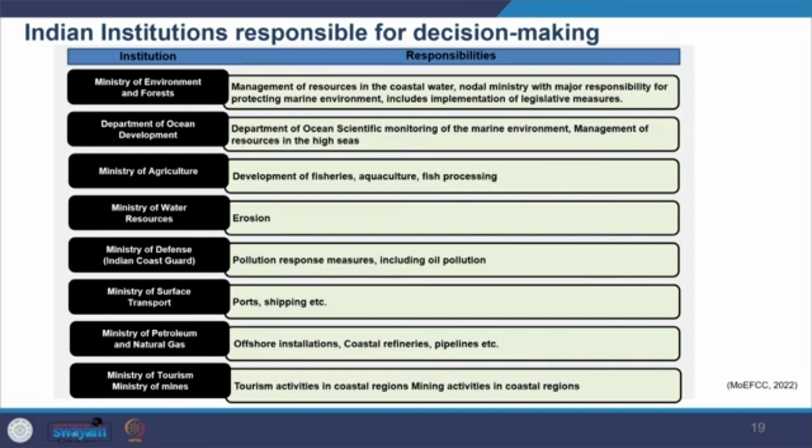Then you see involvement of the Tourism Ministry for tourism related activities in the coastal region. Furthermore, you find the Ministry of Mines for mining activities in the coastal region. So you see the level of complexity involved, and think of the EIA procedure and the references you might have to take in the process for legislative understanding of any proposed project.